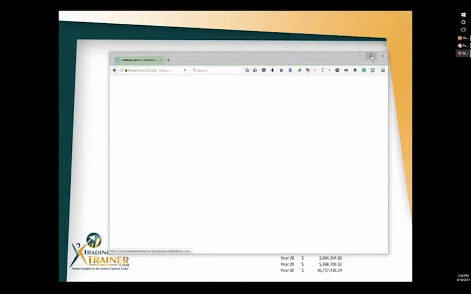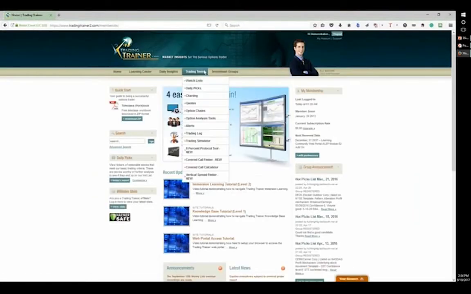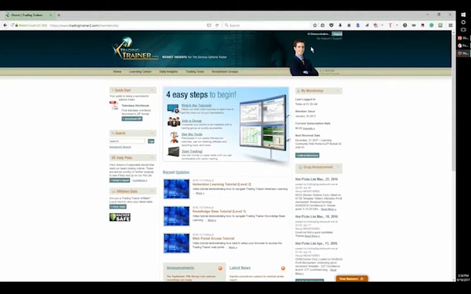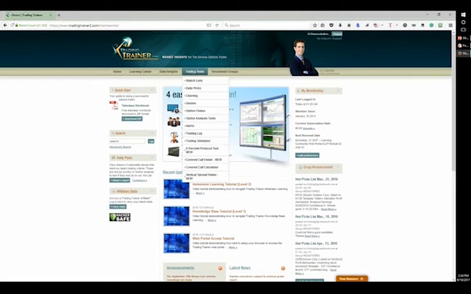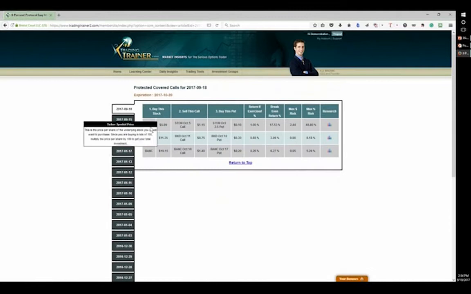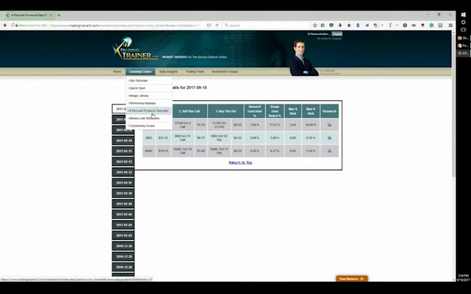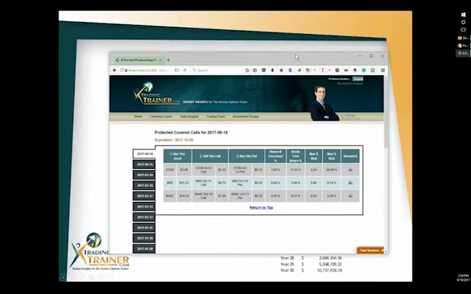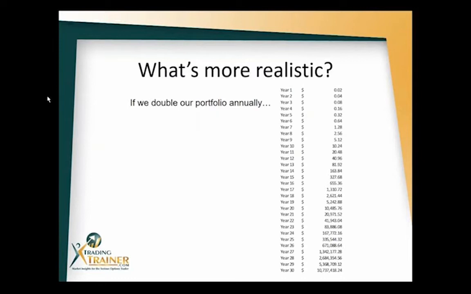Login.tradingtrainer.com. This picture of me, by the way, is from 10 years ago. I've got a lot more gray hair now since I've turned 44 years old. But we've got a screener that screens out every evening all the highest probability premium trades that we could be taking. And of course, we've got all kinds of webinars and video tutorials that are part of that program.